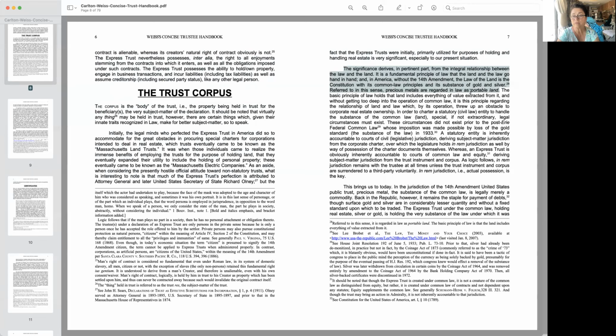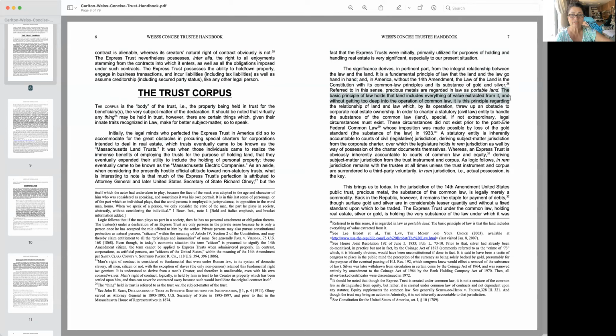So if you put precious metals in your pocket, you'd be taking land around. Actually, we're considered land too. We are walking around real estate. The basic principle of law holds that land includes everything of value extracted from it.